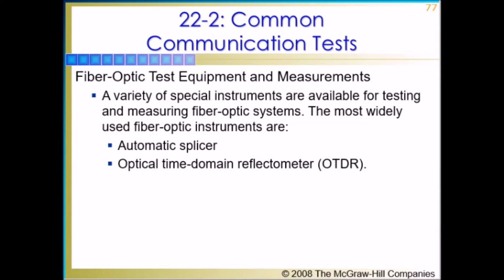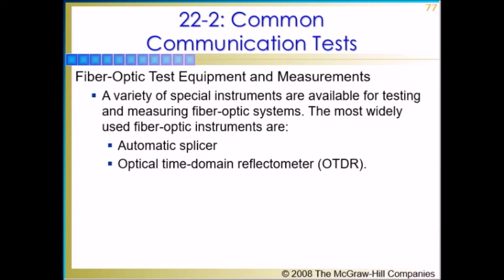Automatic splicer. Splicing fiber optic cable is a common occurrence in installing and maintaining fiber optic systems. This operation can be accomplished with hand tools especially made for cutting, polishing, and splicing the cable. However, as the cable thickness has gotten finer, hand splicing has become more difficult than ever. It is very difficult to align the two cable ends perfectly before the splice is made.